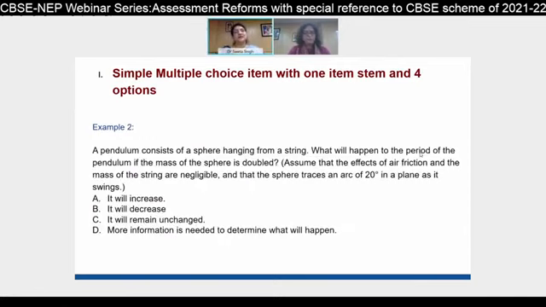Now, this is another multiple choice question. However, it is not a knowledge-based question. It is a question where the students are expected to read the proposition, whatever is proposed, and to figure out, to think.